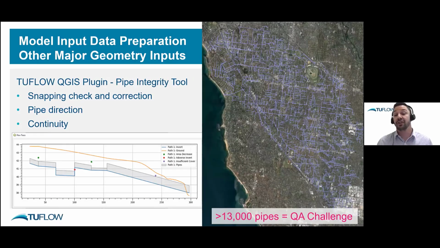If you're working on an urban model, your pipe network data set is probably going to be pretty significant for the hydraulics. You need to go through and check that data set. And there's a lot of different ways you can do that in TUFLOW. We've got the pipe integrity tool, it checks for snapping, pipe direction, continuity, a really easy automated way to correct for all those issues in your input data sets.